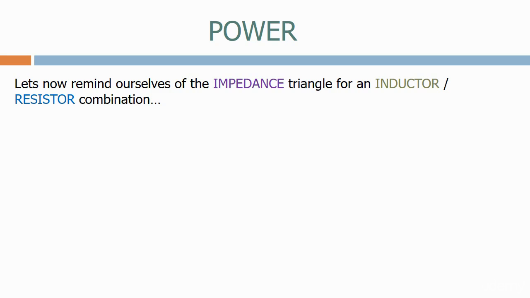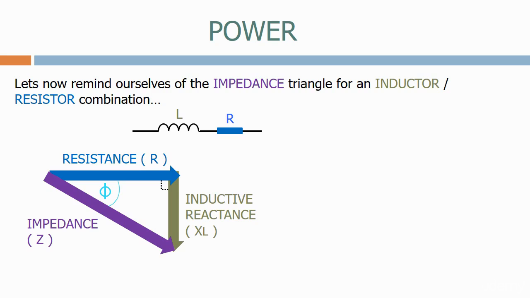Let's now remind ourselves of the impedance triangle for an inductor-resistor combination. For this combination, the resistance vector is horizontal. The inductive reactance vector is 90 degrees behind. The impedance vector Z is the summation of the two. The phase angle phi is the difference between the resistance vector and impedance vector.